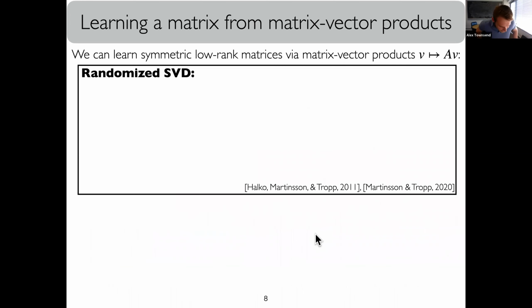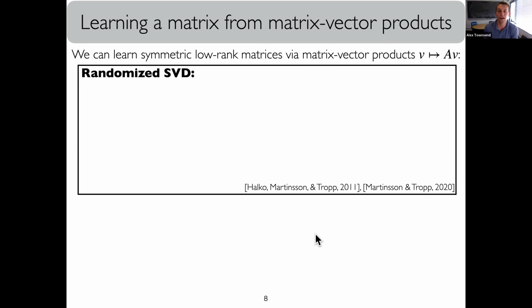So I'm first going to tell you the randomized SVD, which you may know, but I'm going to tell you it in a different way than you may think of it. So if I have in my hands a symmetric low rank matrix, and you're allowed to give me vectors, and I'll give you back A times that vector. Okay, and your job is to discover what A I have in my pocket. How might you do that? How would you recover A from matrix vector products?